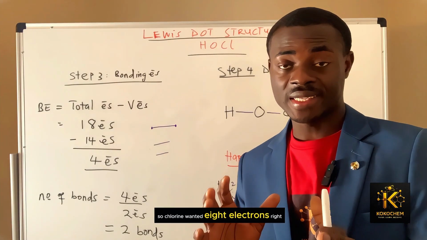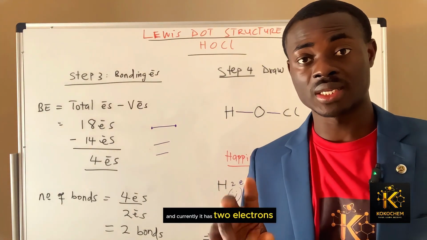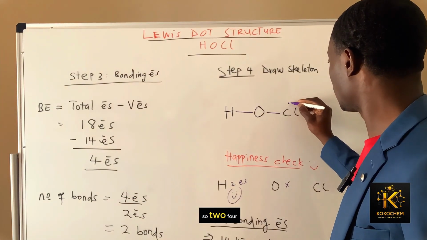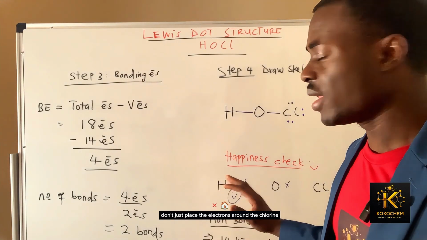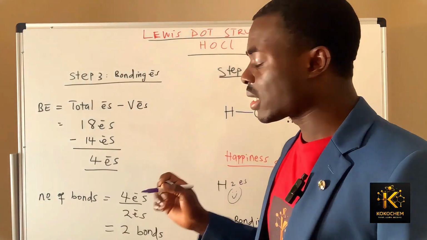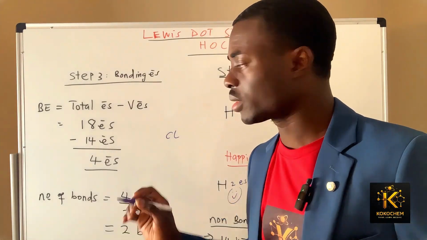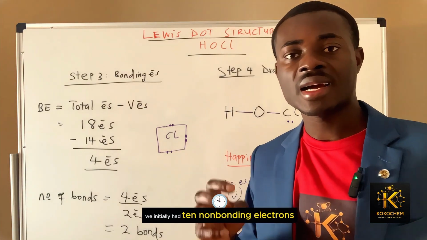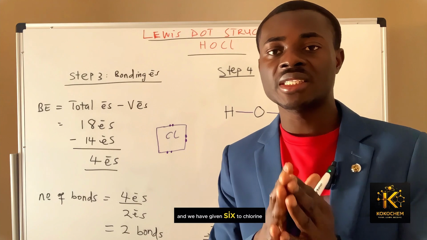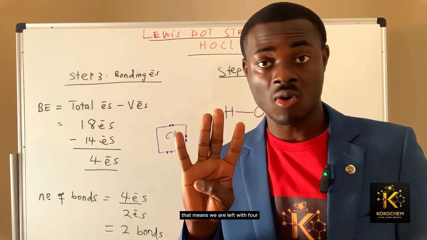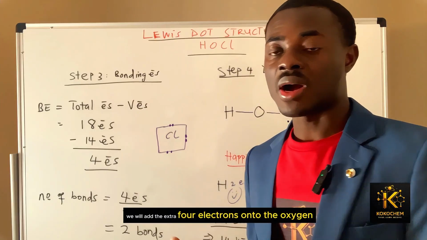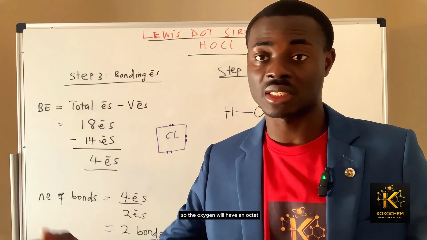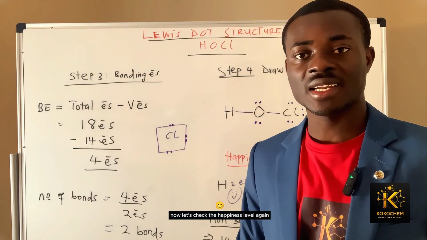Chlorine wanted 8 electrons, and currently it has 2 electrons. So we are going to add 6 extra electrons to it. We do that with dots: 2, 4, 6. Don't just place the electrons around the chlorine anyhow. You can imagine that the chlorine is in a box and each side of the box will have a maximum of 2 electrons. We initially had 10 non-bonding electrons and we have given 6 to chlorine. That means we are left with 4, because 10 minus 6 is 4. We will add the extra 4 electrons onto the oxygen, so the oxygen will have an octet. So 2, 4.